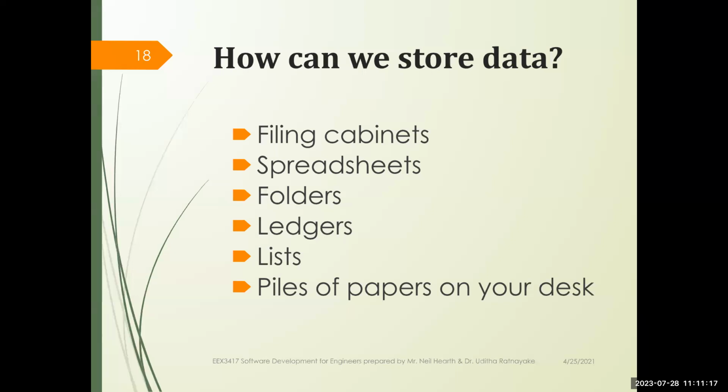Spreadsheets like Google Sheets, Excel, Calc are spreadsheets. Folders can be a physical folder and also a computer folder. Information is put in a drawer and in a filing cabinet. The ledgers list piles of paper on your desk.